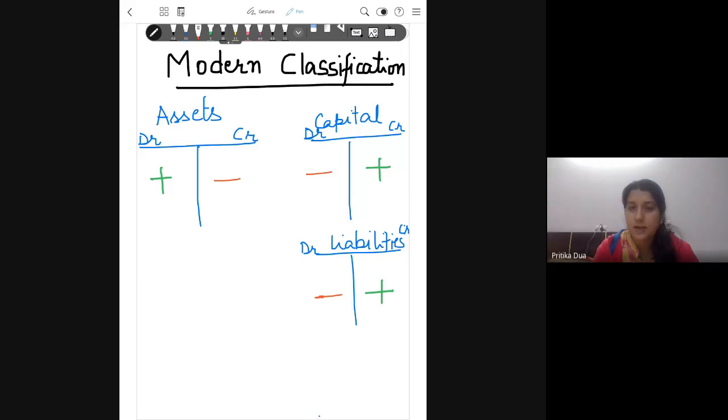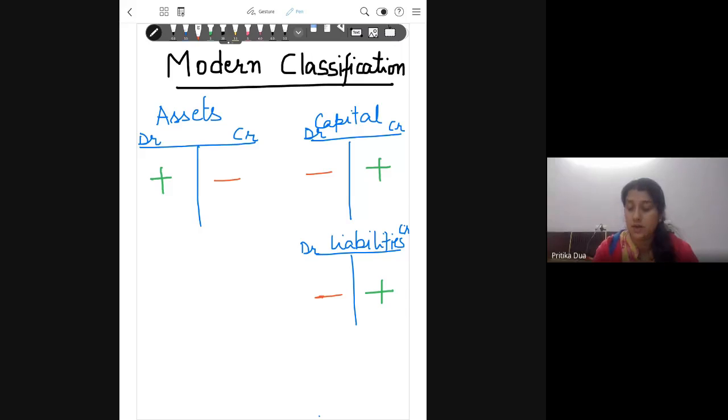Again, for liabilities, say your business has bought some raw materials on credit. That is increasing the creditors, the liabilities in the business. It will be credited. Creditors are credited when they are increasing. But if I'm making payment for those raw materials, say on a further date, then my creditors are falling, my liabilities are decreasing. So whenever liabilities decrease, they are debited.